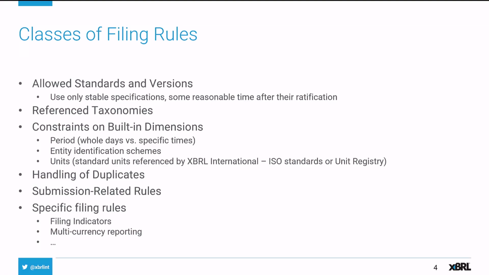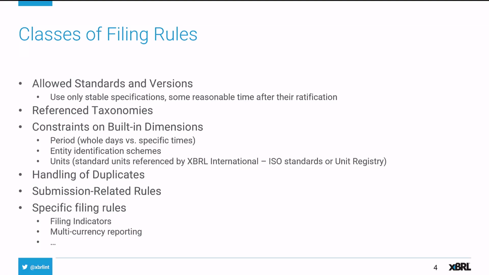We have to define the entity identification. More and more, the LEI is used for identification. We have to define the units to be used. Typically, we define currency units, but moreover, we have other types of numeric data, for example, number of subsidiaries, number of teller machines, number of employees, and so on. So as much as possible, ISO standards or unit registry standard units, excuse me, must be used.